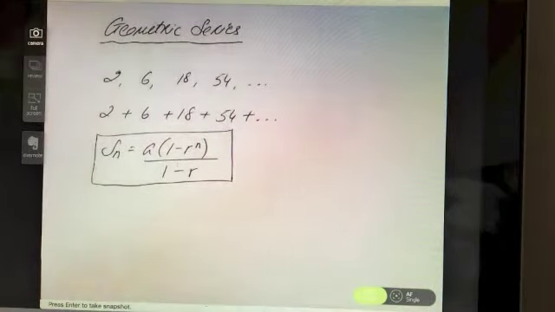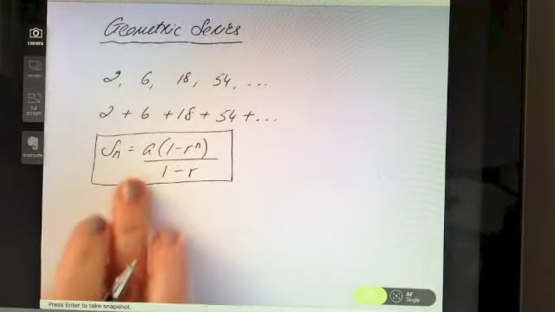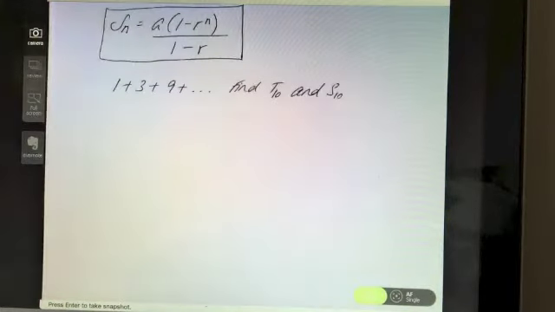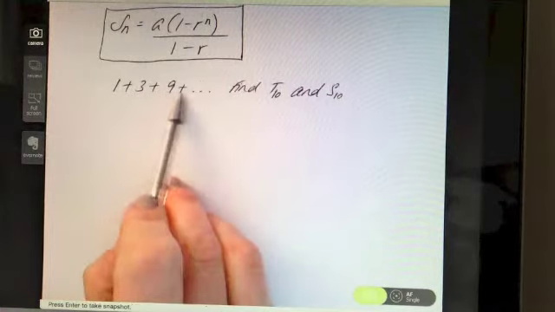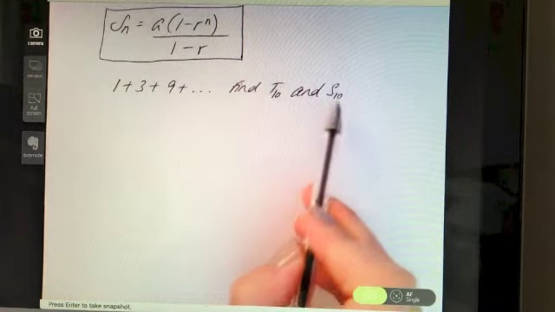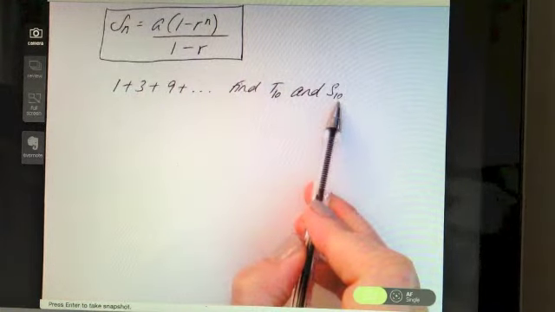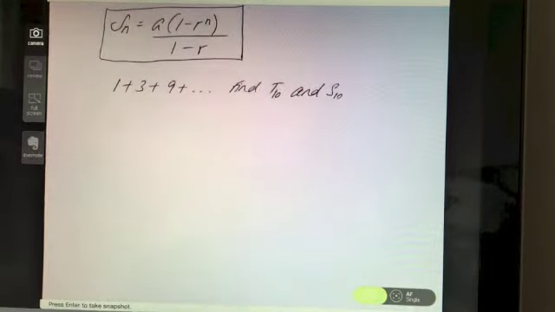All right, so let's jump straight into a couple of questions using this. Try this question. In the geometric series 1 plus 3 plus 9 plus ..., find the 10th term and the sum of the 10 terms in the series. Pause the video, see how you get on with this one.